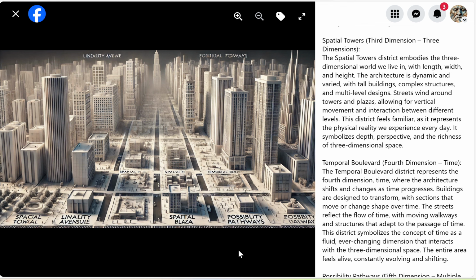Symbolism. This district is a mirror of the familiar, three-dimensional world, but with an emphasis on the interactions between height, width, and depth, highlighting the complexity and richness of our lived experience.